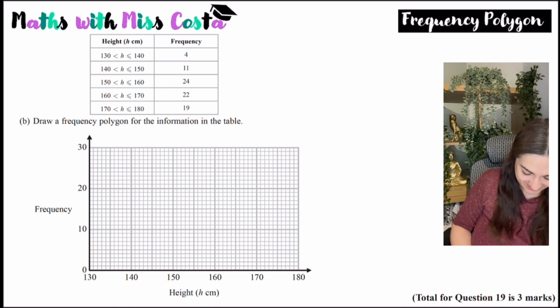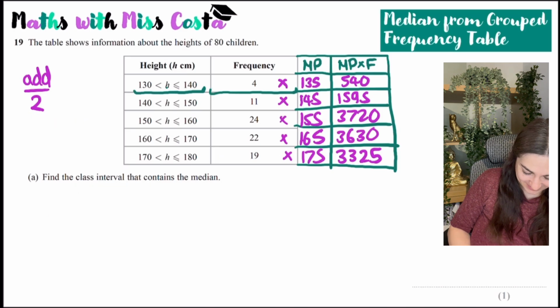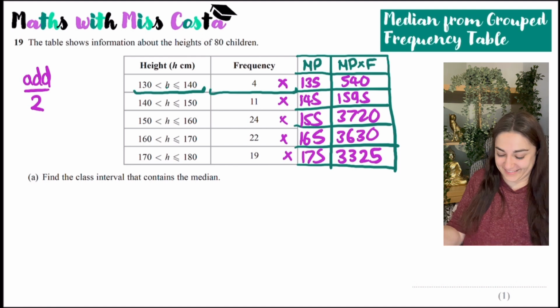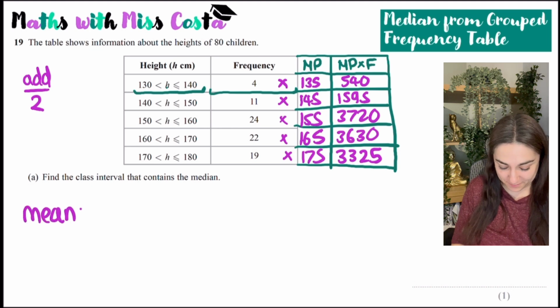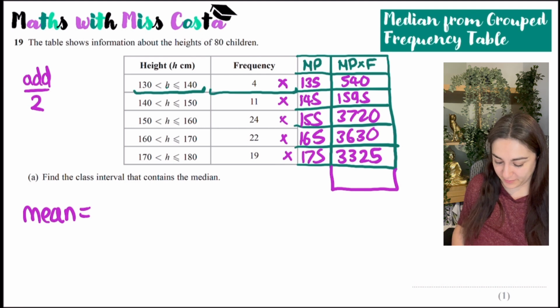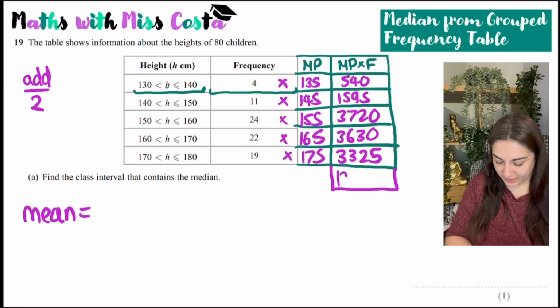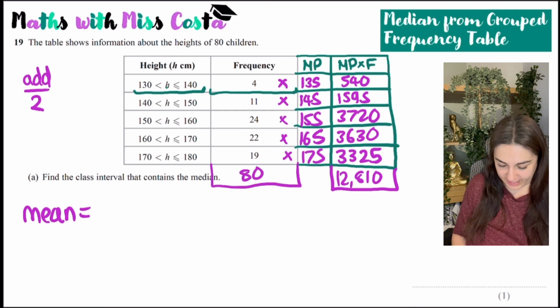Oh, I've just done, I didn't even read the question. Okay, well, here's how you work out the mean. So we will do the median, but how do you work out the mean? You find the total of the midpoint times by the frequency column. So you add all of this together. So 540 plus 1,595 plus 3,720 plus 3,630 plus 3,325 gives you 12,810.